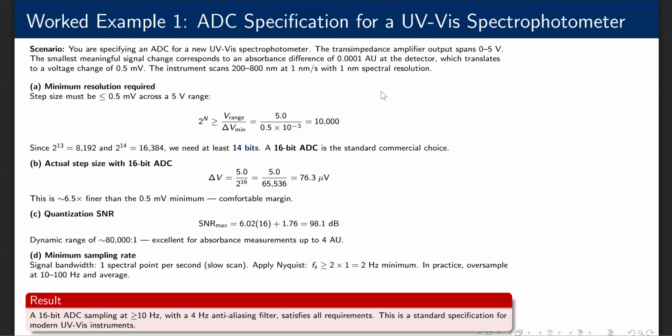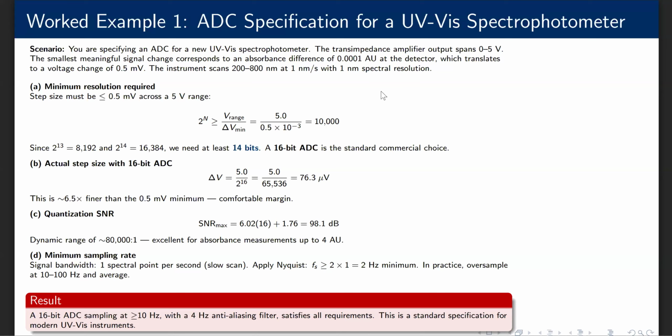Part C then, quantization SNR. So 6.02 times 16 plus 1.76 equals 98.1 decibels. That's a dynamic range of about 80,000 to 1. Excellent for absorbance measurements up to 4A.